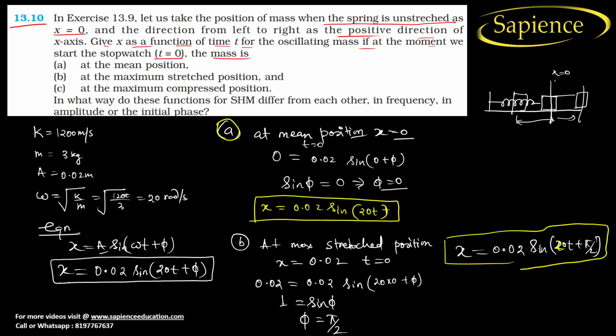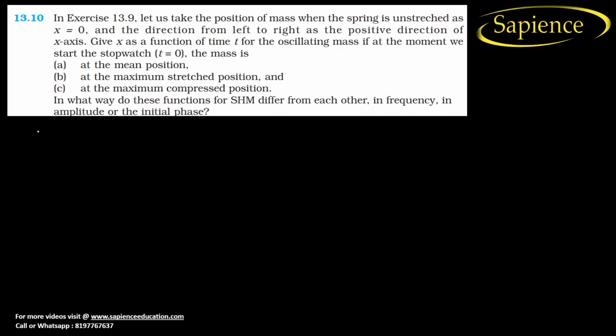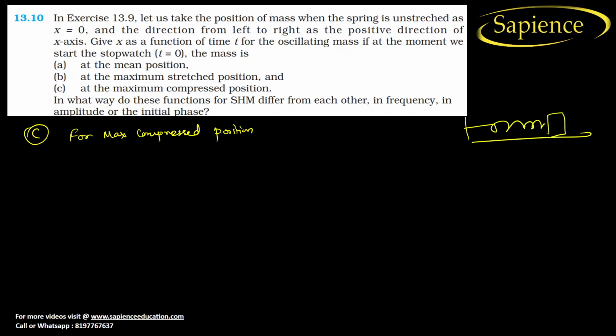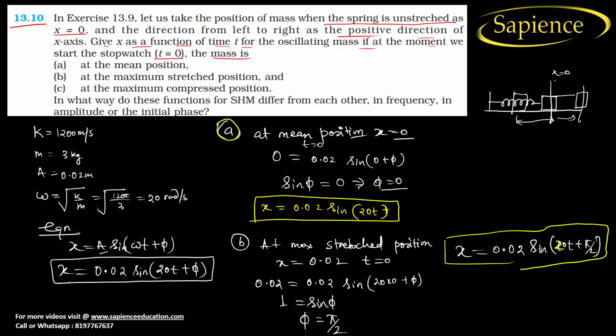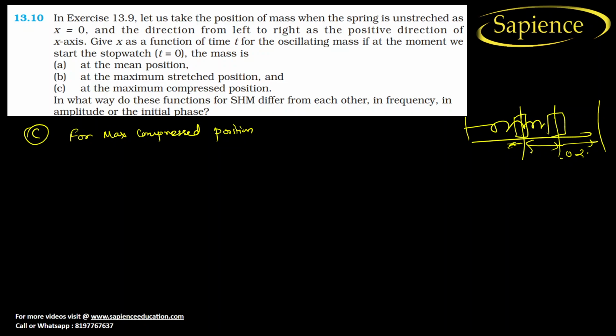Now let us discuss the next part, that is C. In C they are talking about the maximum compressed position. So basically, if you have a spring mass system and this is the mean position, when you compress, it will go to this side. This will be the extreme position only. So this will be 0, this will be 0.02 meter, and this side also there is 0.02 meter. I hope you have understood now.